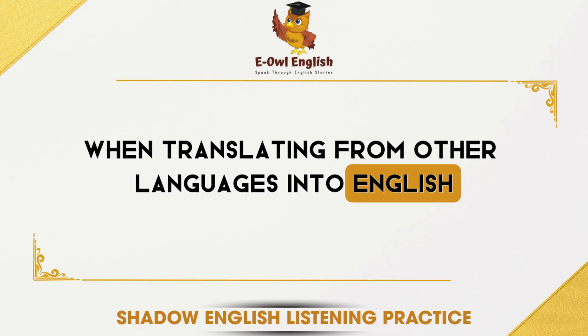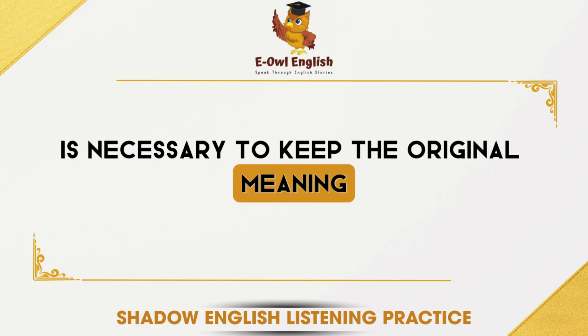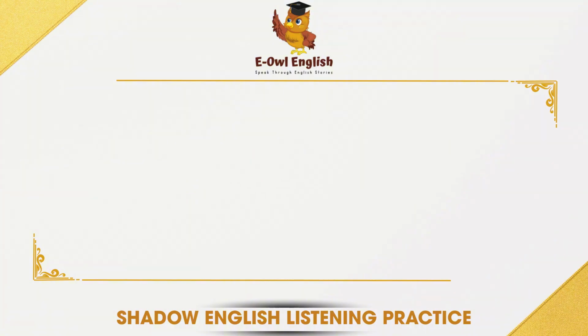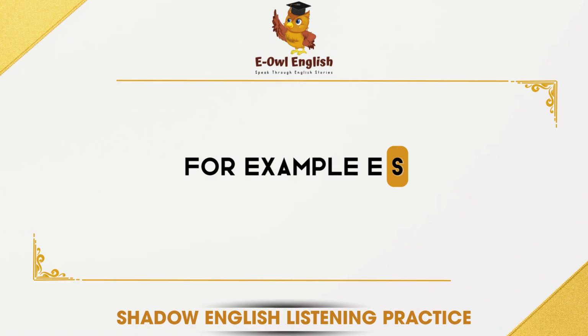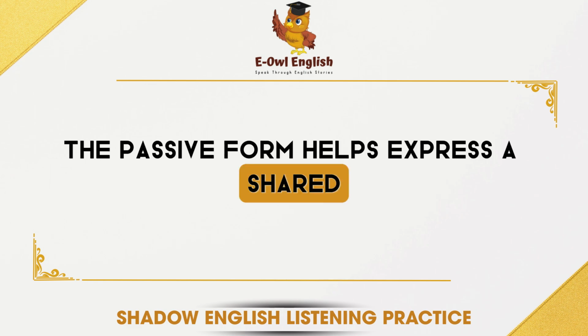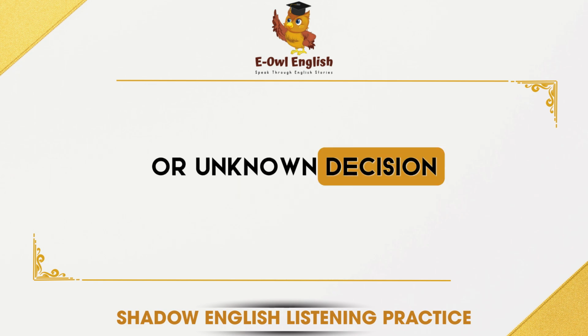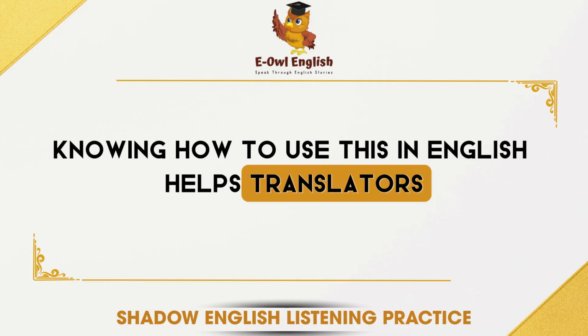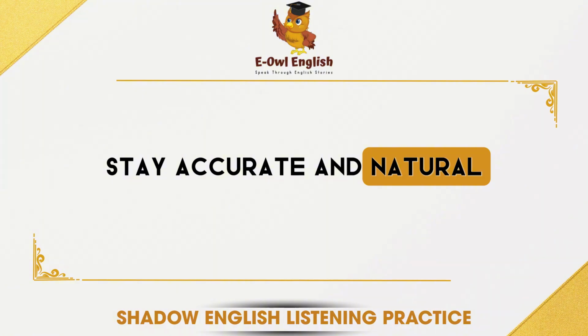When translating from other languages into English, sometimes passive voice is necessary to keep the original meaning. This happens especially when the source language avoids naming the subject. For example, "es wurde beschlossen" in German becomes "it was decided" in English. The passive form helps express a shared or unknown decision. Knowing how to use this in English helps translators stay accurate and natural.